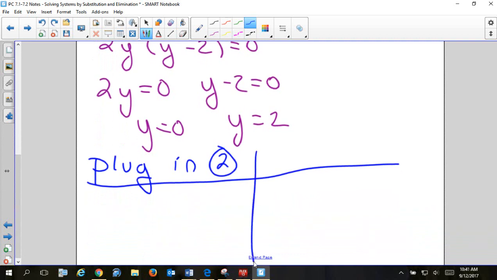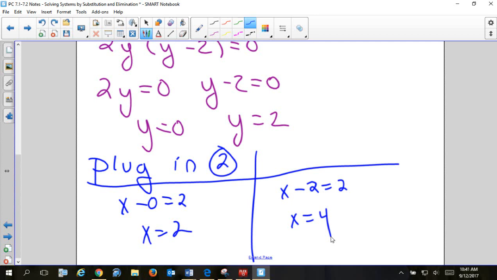Okay, what is my second equation? x minus y equals 2. Okay, so we're going to do x minus 0 equals 2, so x is 2. That one wasn't too bad. And then x minus 2 equals 2, so x is 4. After you plug in, then what do you do?